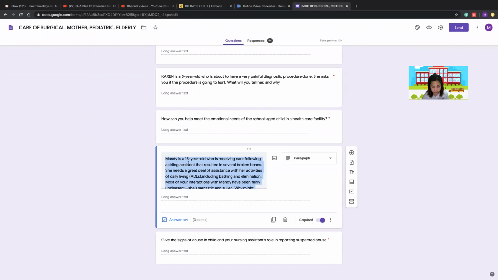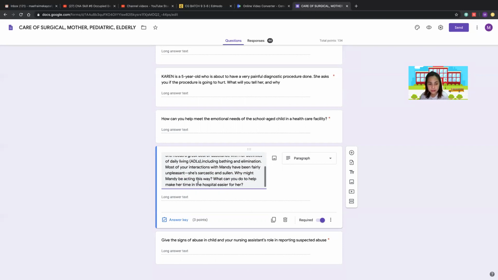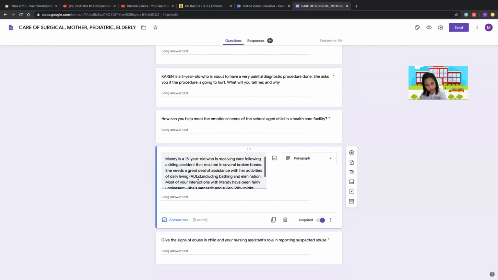Next, Mandy is a 15-year-old who is receiving care following a skiing accident that resulted in several broken bones. She needs a great deal of assistance with her ADLs, including bathing and elimination. Most of your interactions with Mandy have been unpleasant. She is sarcastic and sullen. Why might Mandy be acting this way? What can you do to help make her time in the hospital easier for her?